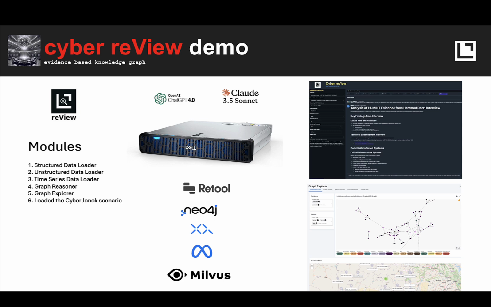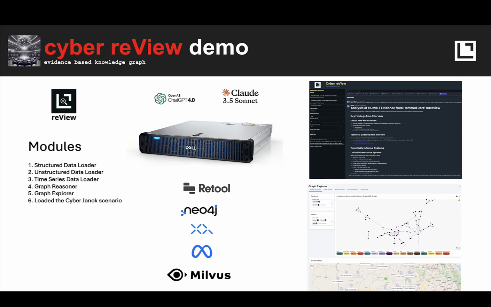A bit about the hardware. We've got components installed on the machine that underlie our software. So we have our API on there for running the modules. We have Retool as a front end. Neo4j is a knowledge graph. We're using the Enterprise Edition. We have XQ to protect moving information to and from the hardware. We're installing Llama on the hardware so we can run a local language model.